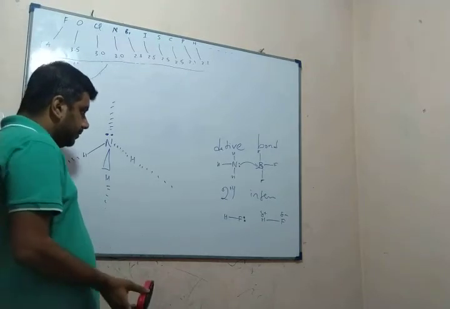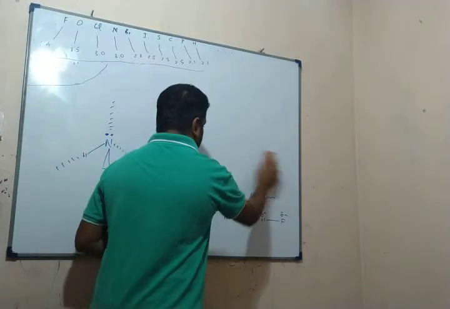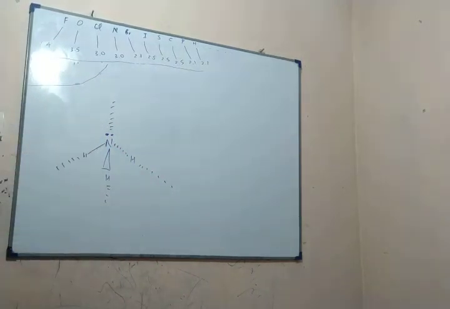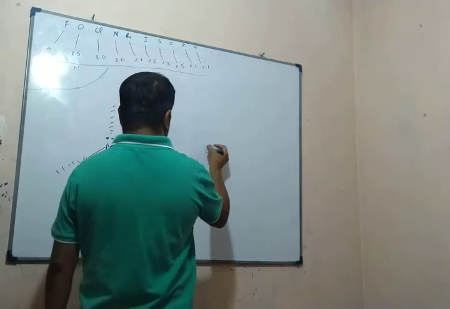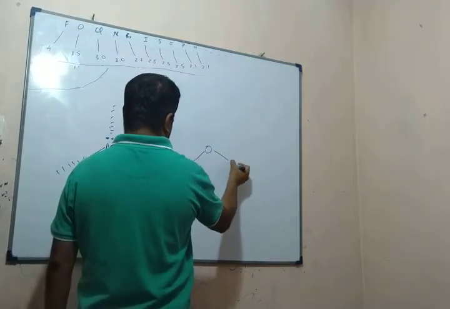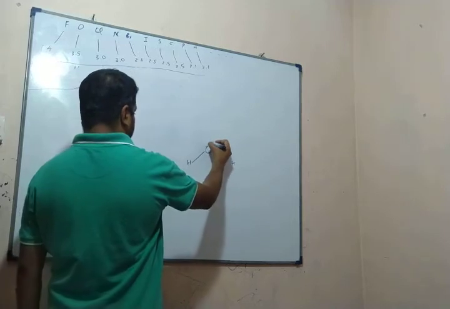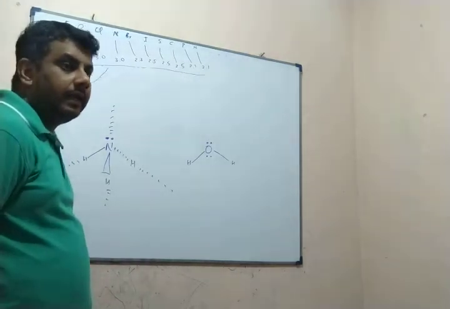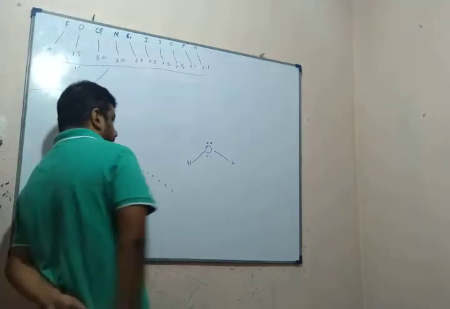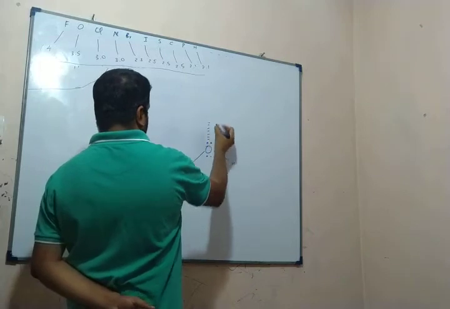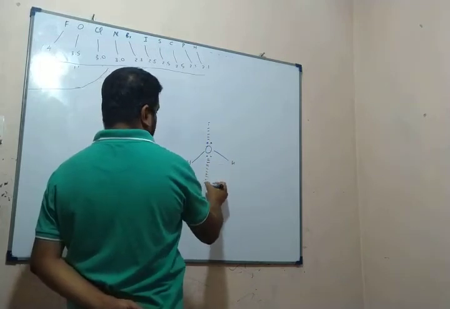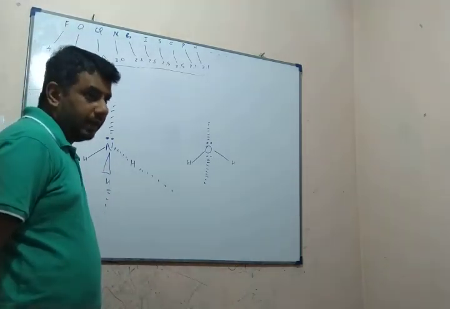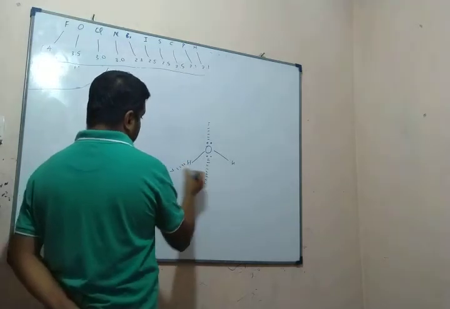Next. Here, ammonia and water. How many lone pairs are there? Two lone pairs, and both lone pairs will form hydrogen bonds. So totally, how many hydrogen bonds are there around water? Four hydrogen bonds, because these hydrogens also.